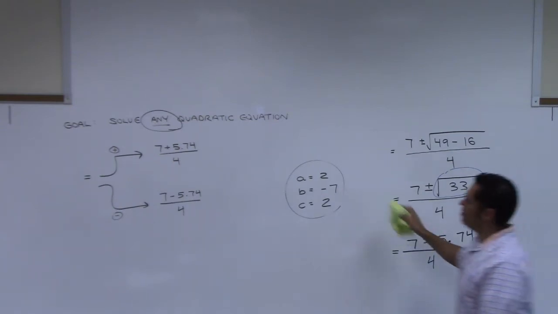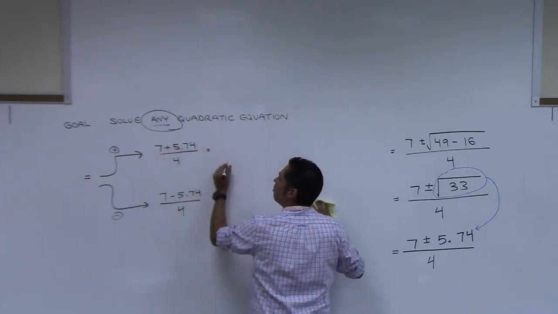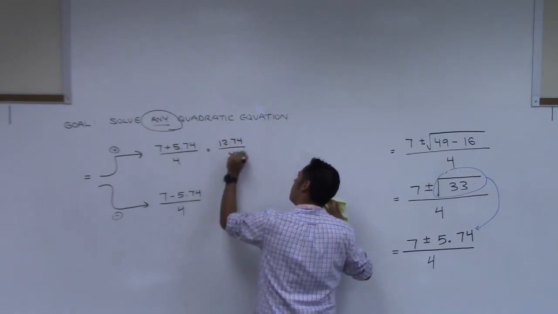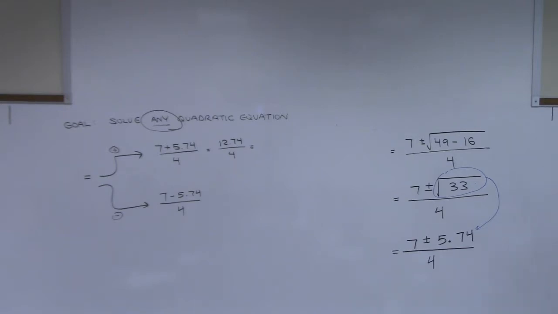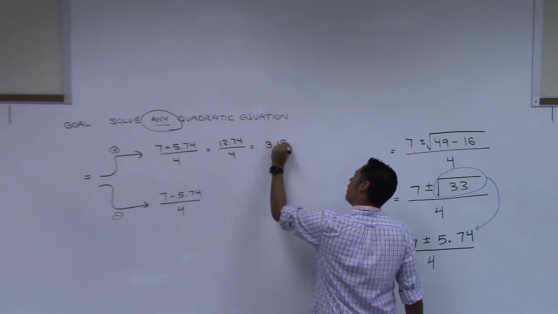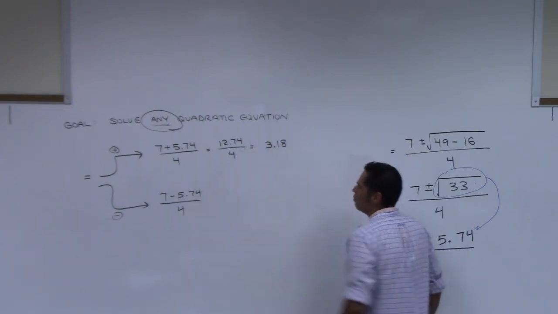So when we take 7 and we add to it 5.74, we get 12.74. And then we're going to divide that by 4. 3.18. Okay, and this is approximately, but I'll leave it as equals.